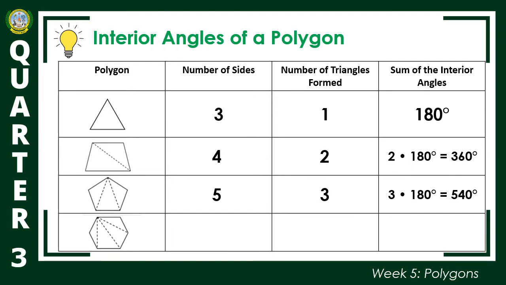Next is for this hexagon. Okay? So, ilan po yung ating triangles na na-form? So, nag-drawing po ng tatlong diagonals, naka-form ng 4 na triangles. And same method lang po. So, we multiply 180 degrees by 4 and it will give us 720 degrees. Okay?